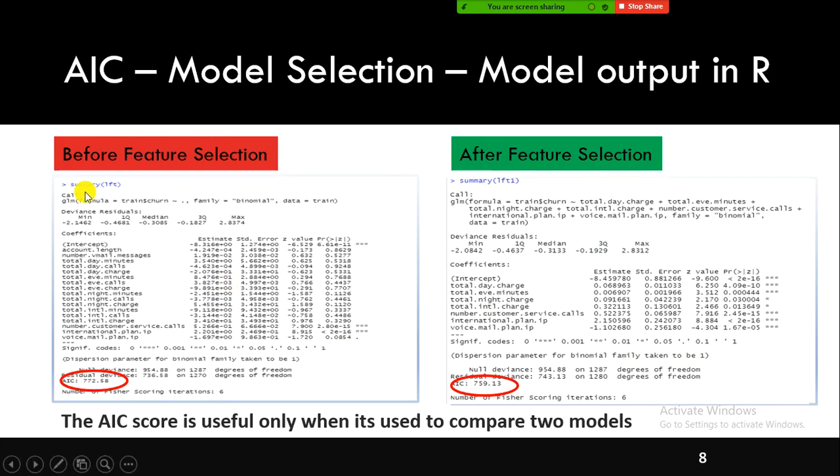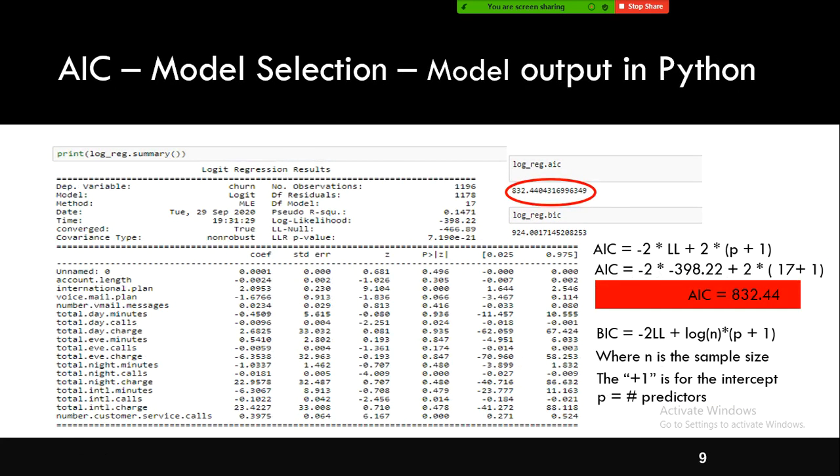Let's look here. In R, the AIC is also printed as part of the model output summary. We can see the AIC is printed automatically; we did not do anything explicitly to print it. But in Python, the AIC is not available as part of the model summary. So what I do is explicitly type the model name dot AIC, and model name dot BIC.